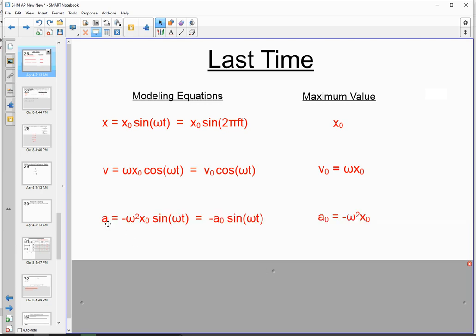And in like fashion, here's our equation for acceleration. When we take the derivative of the velocity function, another omega pops out front. The derivative of cosine is negative sine, so there's your negative. The omega turns into omega squared, the x0 stays there, and we get the sine back. Everything out front is the maximum that this function can ever be. So our maximum acceleration is negative omega squared x0.